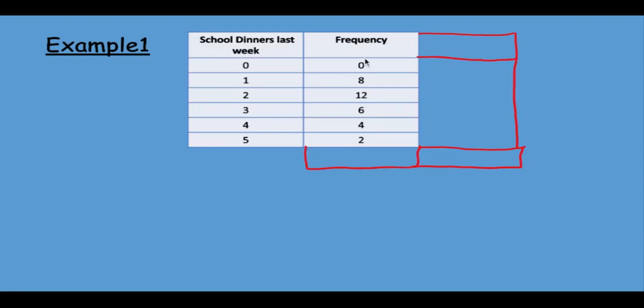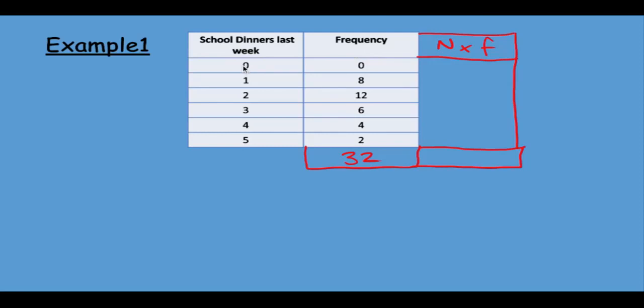Okay, so first job is we find out the total frequency. So that tells us how many people in this case were asked. So we've got our calculator, I'm going to add up 8 and 12 and 6 and 4 and 2, and I've got 32 here. Okay, and then we've got a new column here. We call this our N times F column. And all we do is we multiply the number in our first column by the frequency F in the second column.